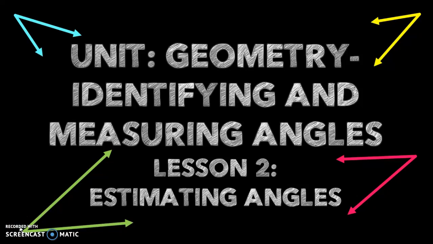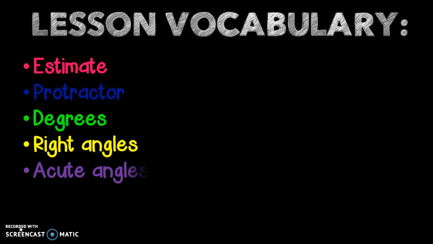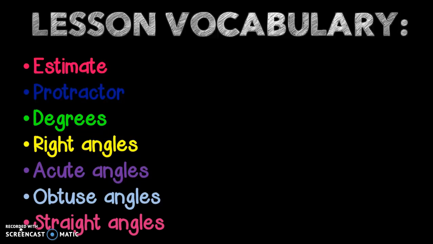Hi, fourth graders. Today we're going to continue our unit on geometry, identifying and measuring angles. Lesson 2 is called estimating angles. Let's have a look at our lesson vocabulary. Estimate, protractor, degrees, right angles, acute angles, obtuse angles, and straight angles.